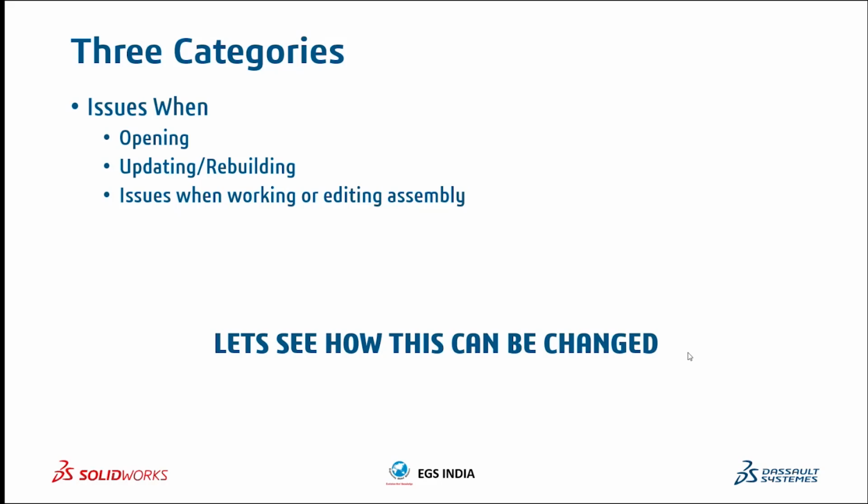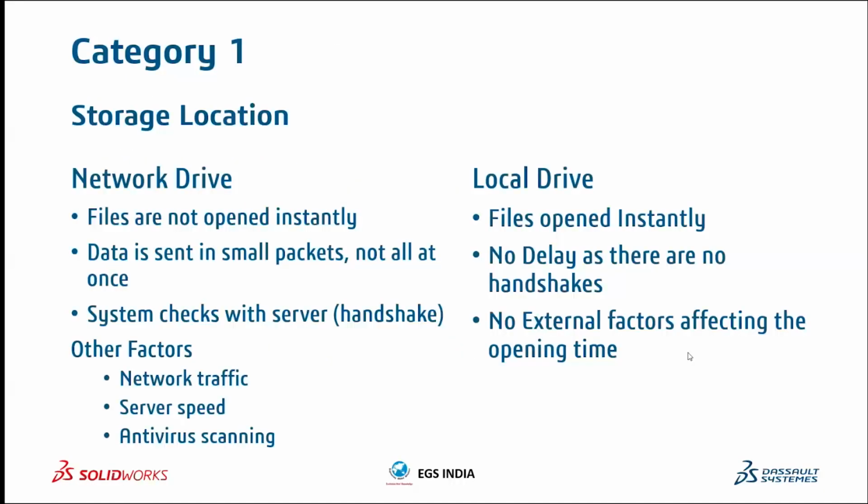The first point from the first category, which is about opening, is storage location. With bigger firms, with a lot of people in the design team, it is common to see a network drive or a server setup where the files are hosted directly on the server and accessed by the client systems. What happens when we open over a network is that the data is not sent in one piece. Let's say you're opening an assembly; the entire assembly is not going to get loaded into your RAM in one go.